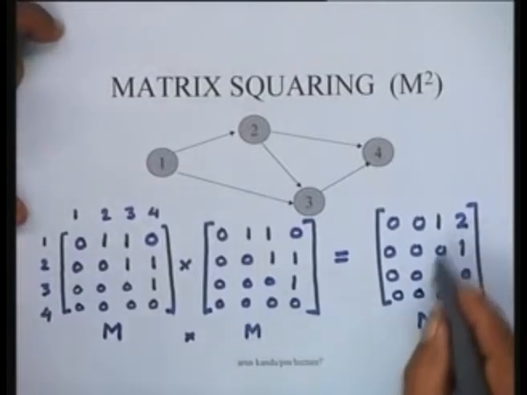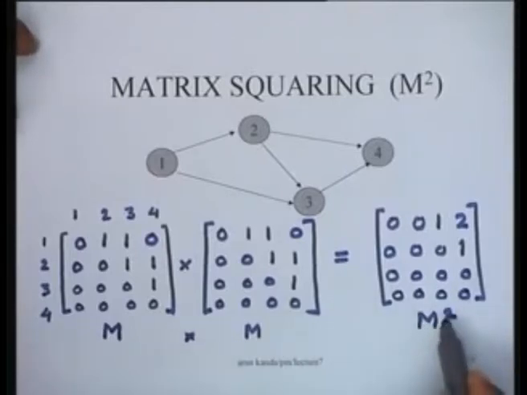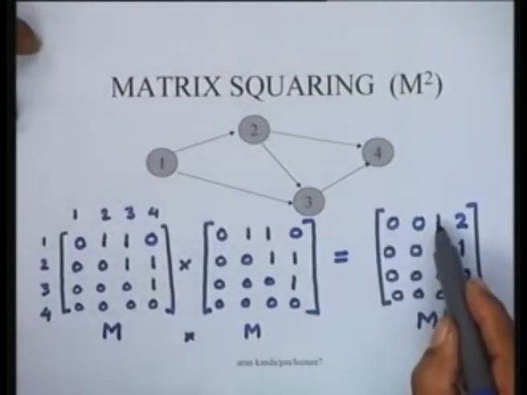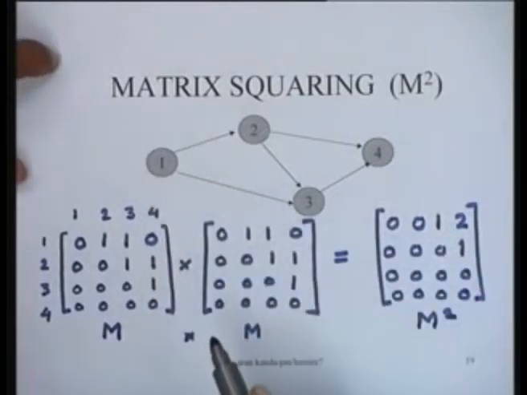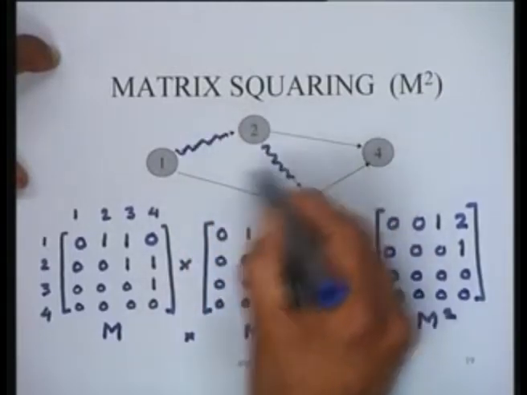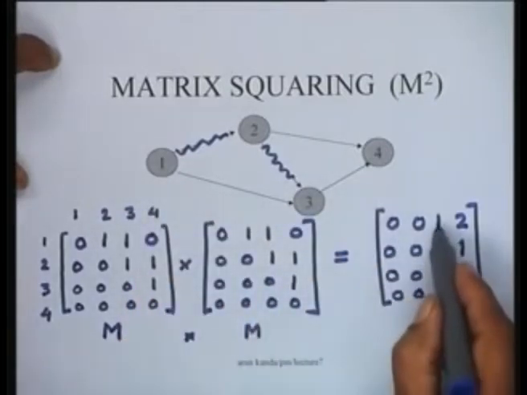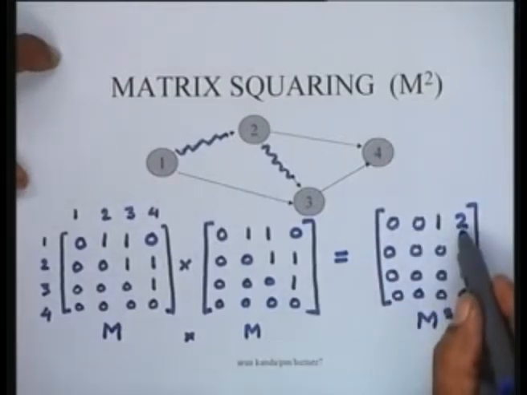Let's talk about the interpretation of these numbers, because that's important for us. M square shows second order links. It shows that from node 1 to node 3 there is one second order link, which is 1 to 2 and 2 to 3. That is being shown in this matrix M square. It also shows that there are 2 second order links from node 1 to node 4.